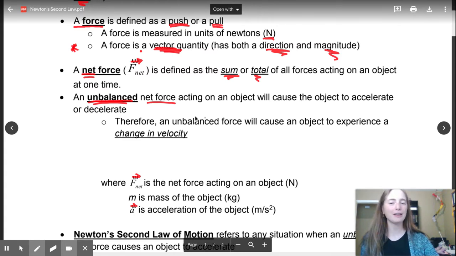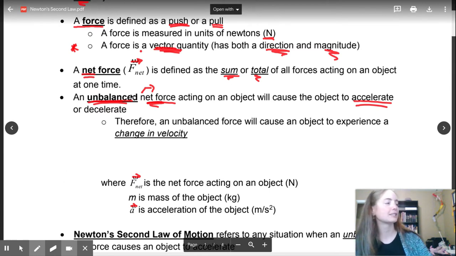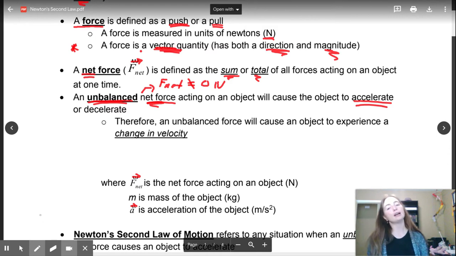So if you have an unbalanced force, or a net force that is non-zero, on an object, you are going to have the object accelerate. So an unbalanced net force, and I want you guys to write this piece down, please, is where F net is not equal to 0 newtons. That is particularly important. In order for acceleration to occur, you have to have a net force. In order for a net force to be applied, the object needs to be accelerated.